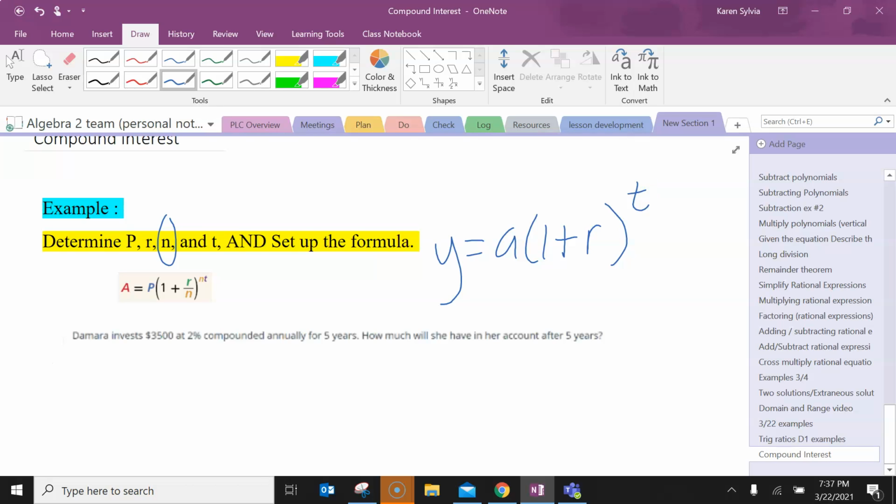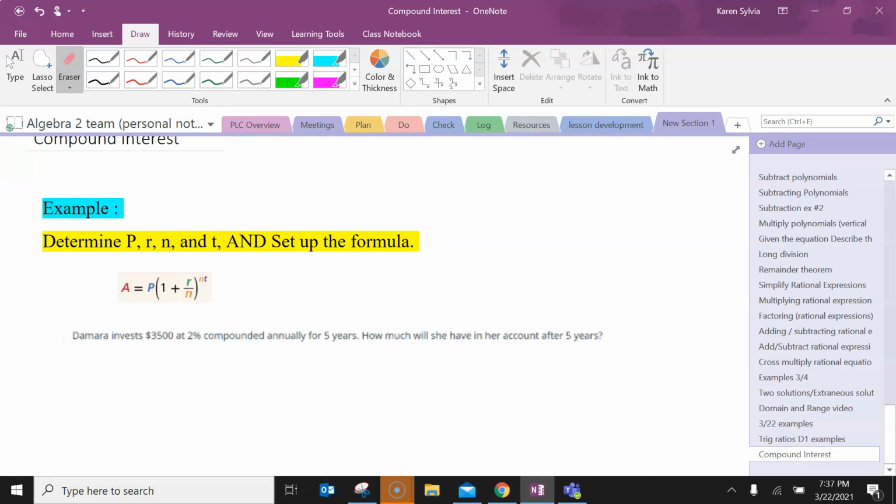So we have n, and it occurs twice in our formula. That's what we're going to look at today, setting up this formula for a given situation. However, we're not going to solve them today. We will deal with that tomorrow. So right now we have to define all the different values.